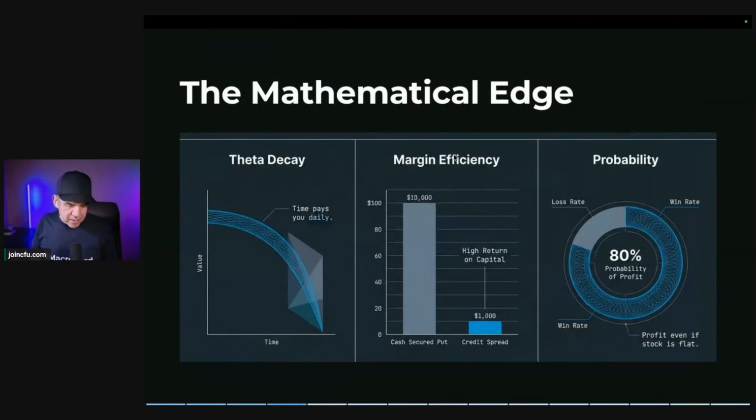The mathematical edge that you have with the put credit spread. The first thing you have is theta decay is working for you. Because we're usually going to be able to pick expiries that are 30 to 45 days out, what that means is you're going to have the accelerated time decay working with you.